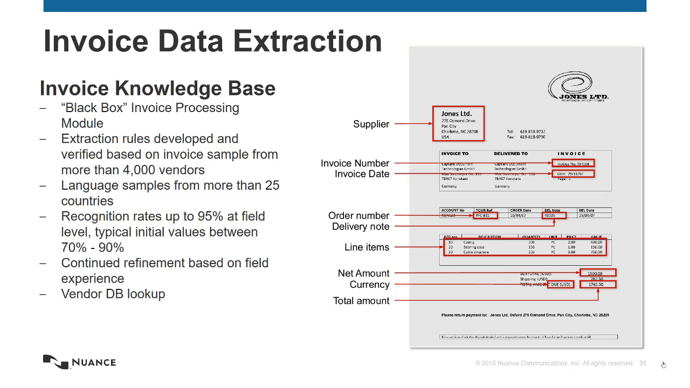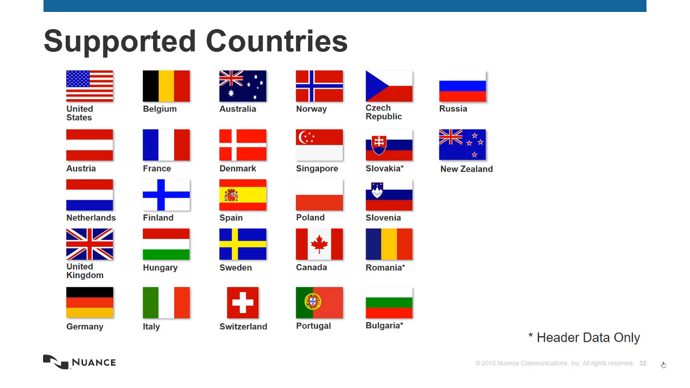As you can see in the example, we can extract the supplier information, the invoice number, the invoice date, order information, delivery note information, line items if required, net amount, the currency and the total amount. The invoicing module is supported in all these countries, in the languages of the country.